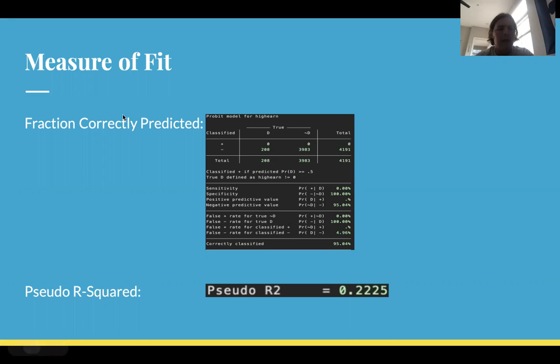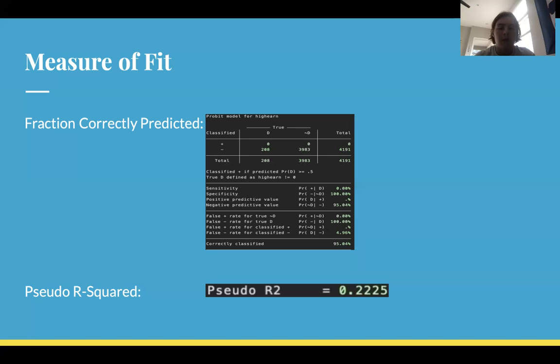But then if we look at the fraction correctly predicted, which is essentially the new RMSE, it is the fraction of y's for which the predicted probability is greater than 50% when y equals 1, or is less than 50% when y equals 0. So essentially it's predicting between 0 and 1. It shows at the bottom right here, correctly classified as 95.04%, which means that 95% of the time our regression is correctly predicting whether it should be a 0 or 1, whether it should be a high earner or not a high earner.